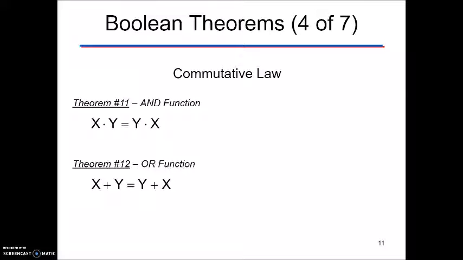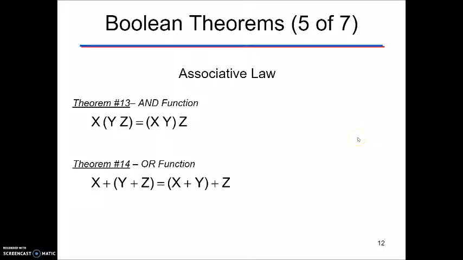Theorem 11 is on the commutative law, and it works for the AND function. So that is x and y equals y and x. And for the OR function, that would be x or y equals y or x. We also have theorems for the associative law, which means that x(yz) equals (xy)z. And for the OR function, we have x or (y or z) equals (x or y) or z.